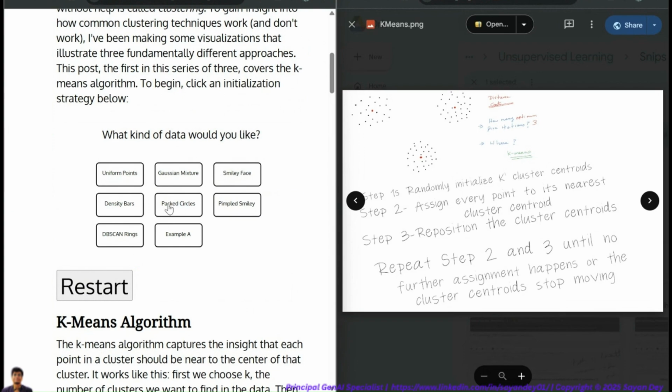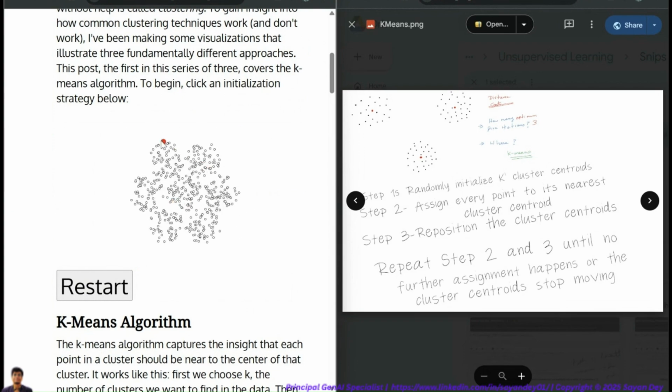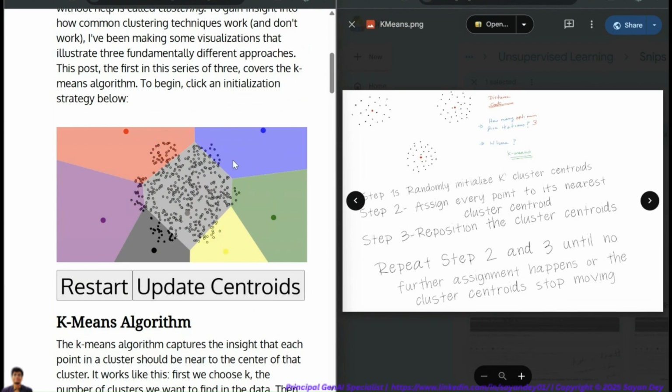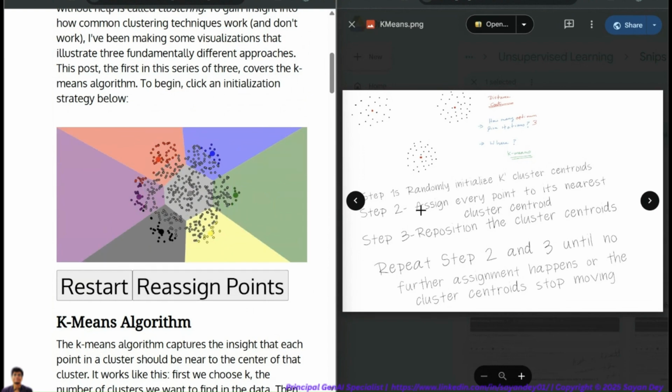Let's take a packed circle. So I'll define my 7 centroids: 1, 2, 3, 4, 5, 6, 7. Okay, so we initialize with the 7 centroids. First step, you assign every single data point to its nearest centroid. Step 2, we will reposition the centroids. Step 3, we will assign. Step 2, reposition. So you keep repeating step 2, step 3.